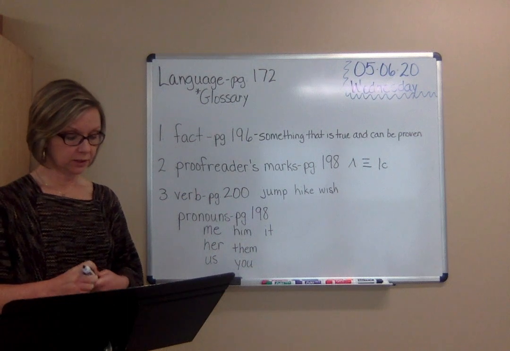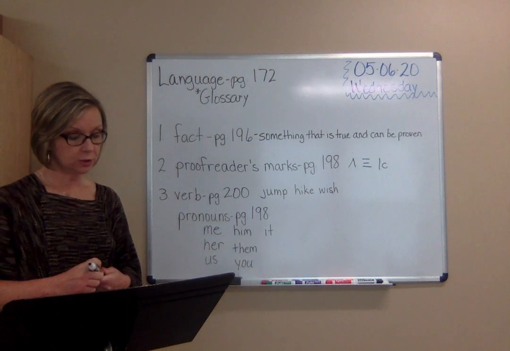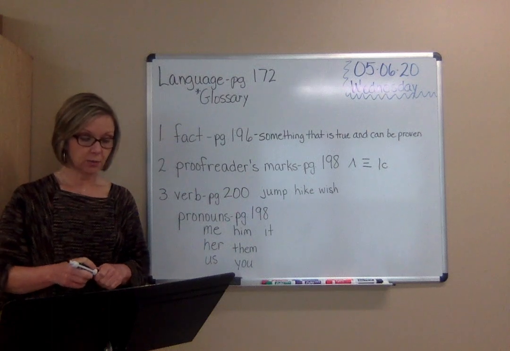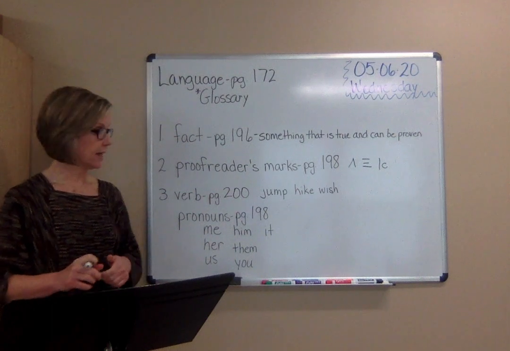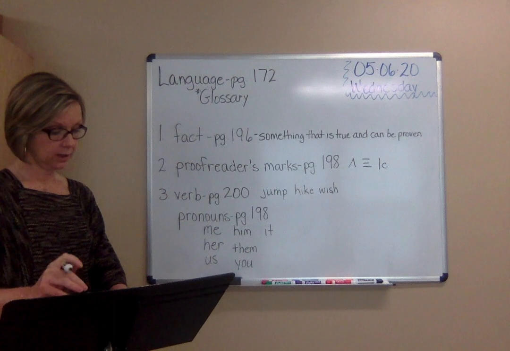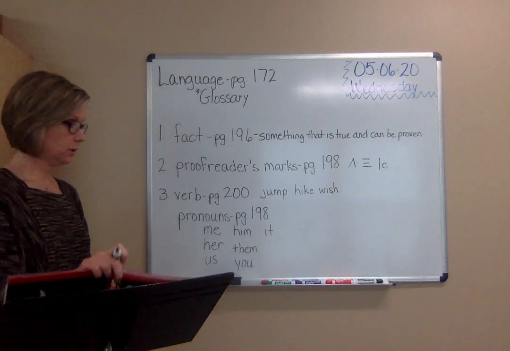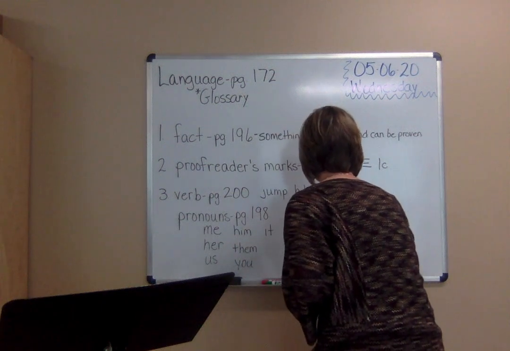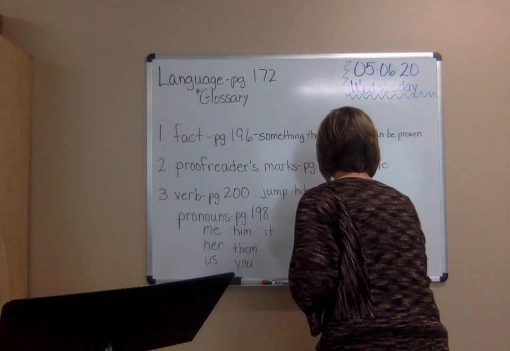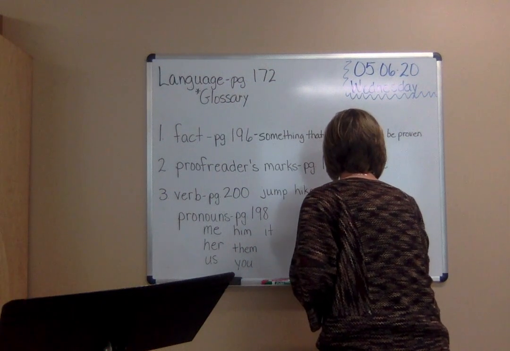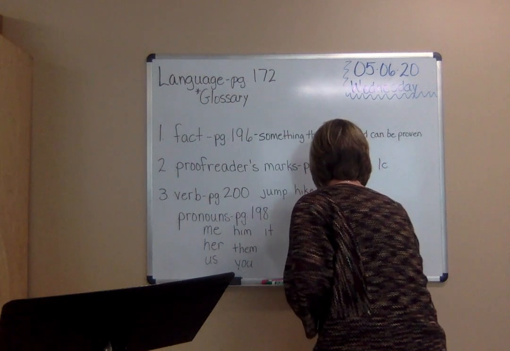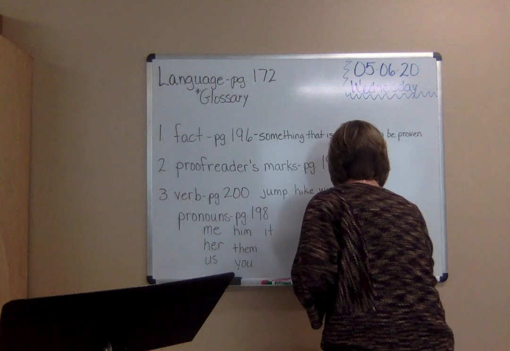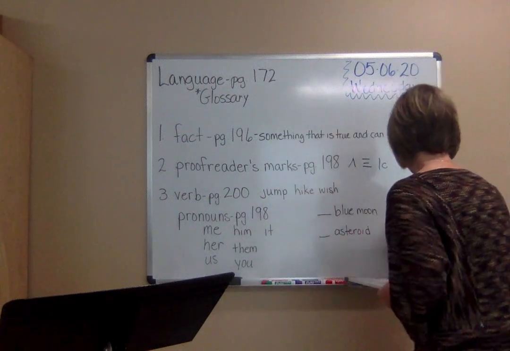All right, and then let's look at Think B. The entries in a glossary are in alphabetical order. Number the 4 space words in alphabetical order. They have blue moon. I'm going to write these quickly. Blue moon. Asteroid. Galaxy.